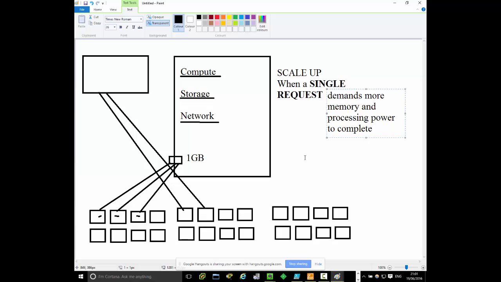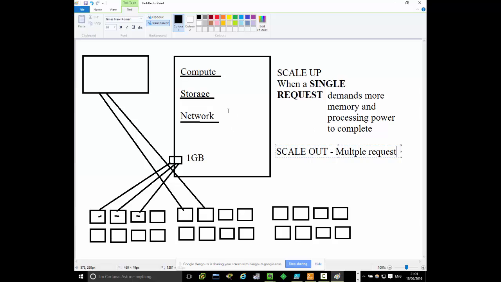But the case of scale out is when the server itself is overwhelmed with multiple requests. In other words, this is not an issue with a single request. This is an issue with multiple requests. So scale out is about multiple requests. Is that clear at all?